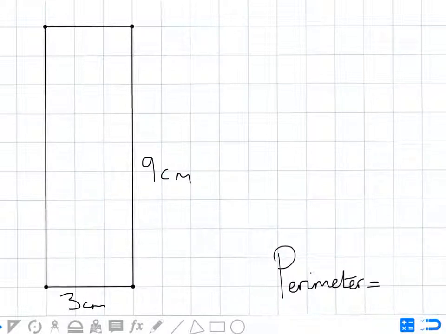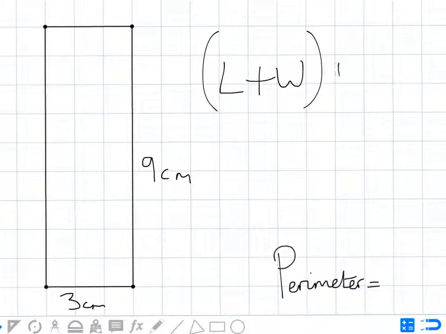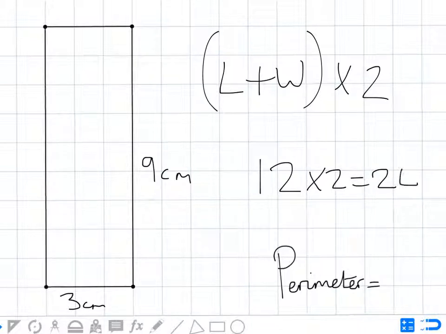To find the perimeter of this rectangle, we add the length and width together before multiplying it by 2. Adding 9 and 3 together gives us 12, and then multiplying it by 2 gives us 24. So our perimeter is 24 centimetres.